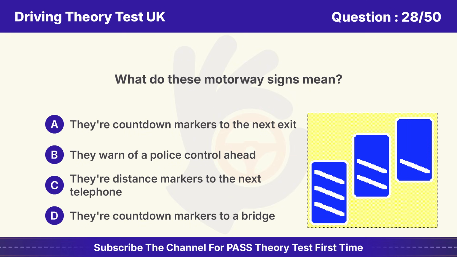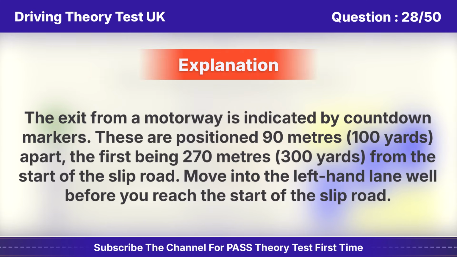Question 28. What do these motorway signs mean? Answer is A. They're countdown markers to the next exit. The exit from a motorway is indicated by countdown markers. These are positioned 90 meters, 100 yards, apart, the first being 270 meters, 300 yards, from the start of the slip road. Move into the left-hand lane well before you reach the start of the slip road.